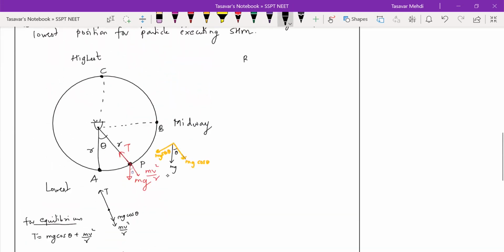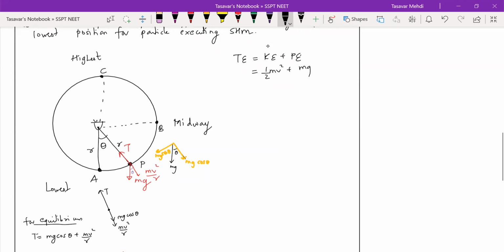If I talk at bottom position, we draw the diagram, dear students. But one more thing, dear students, let us find the total energy in this case. Can I say total energy is always the summation of kinetic energy and potential energy? But what is the basic formula for kinetic energy? Can you please tell me, dear students? Half mv square. What is the formula for potential energy, dear students?